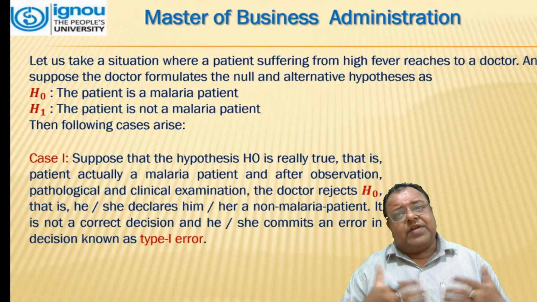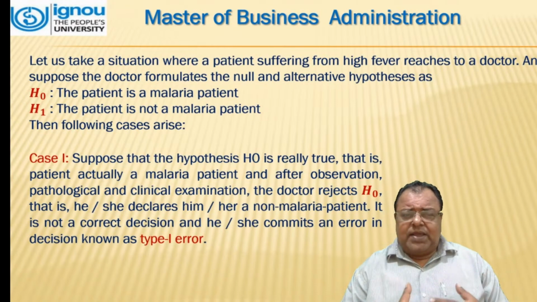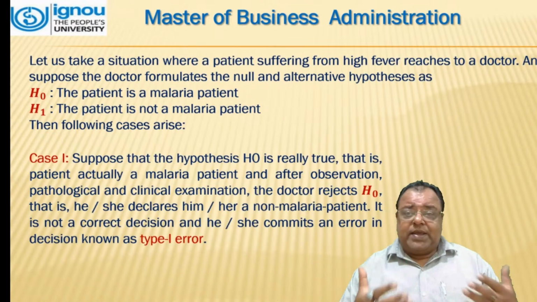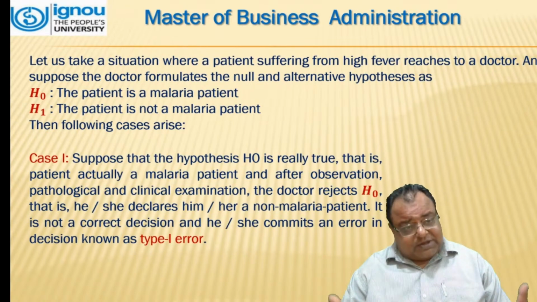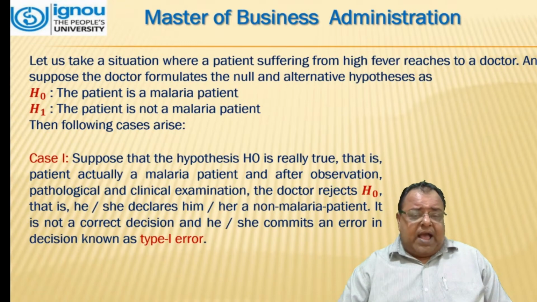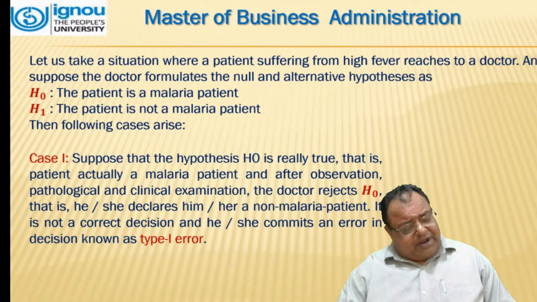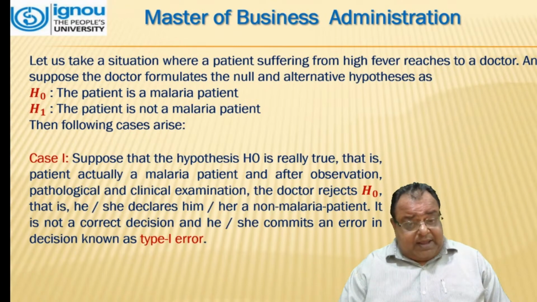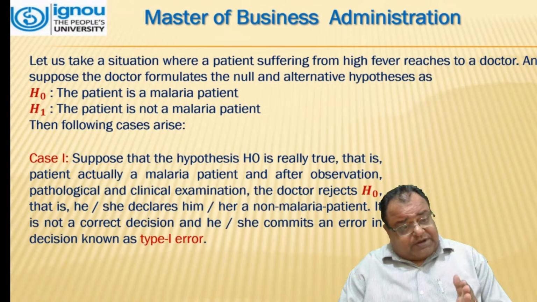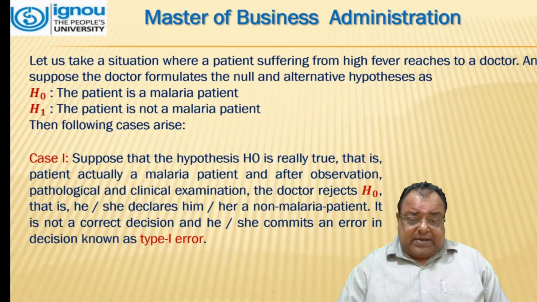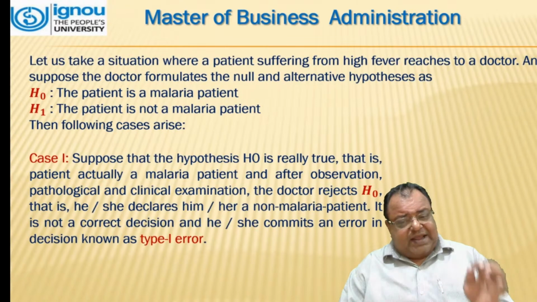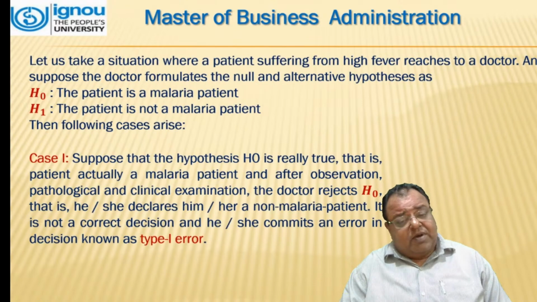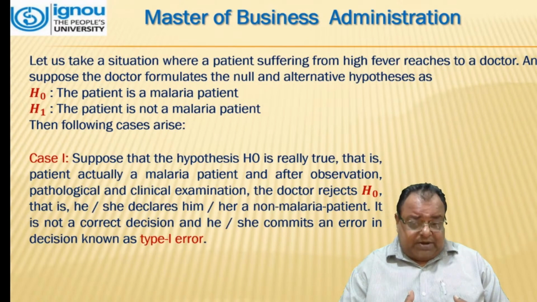Now, what are the different cases? There will be 4 cases. We will see how these 4 cases will be used in our hypothesis terms. Suppose that hypothesis H naught is really true. That is, the patient is actually a malaria patient, and after observation, pathological and clinical examination, the doctor rejects H naught. That is, he or she declares him or her a non-malaria patient.